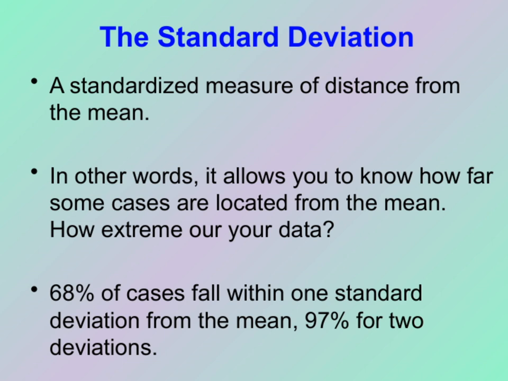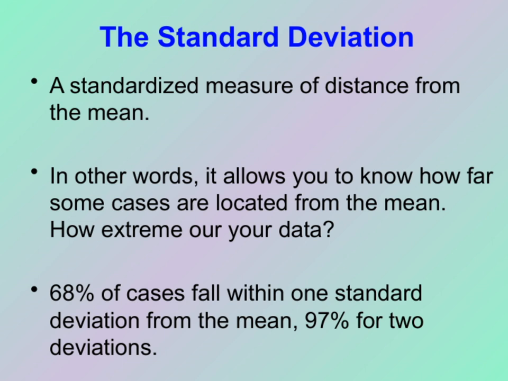A key point to remember is that about 68% of our cases fall within one standard deviation from the mean. That means most of our data is clustered fairly close to the average. And if we look at two standard deviations, roughly 97% of the data falls within that range.